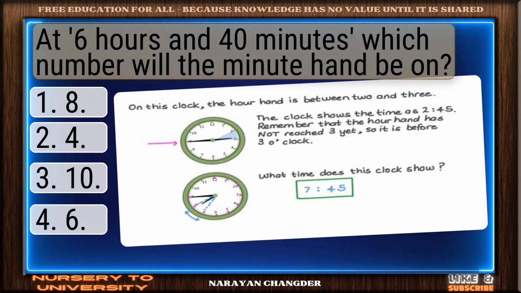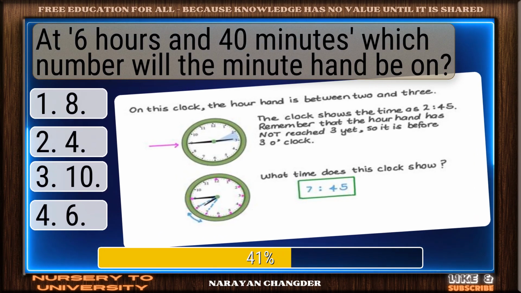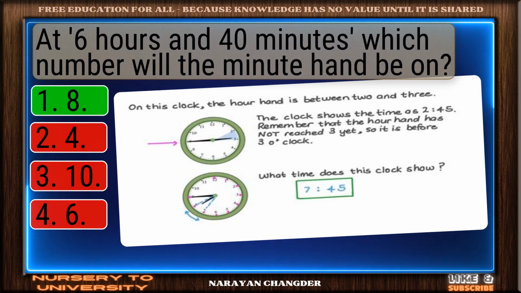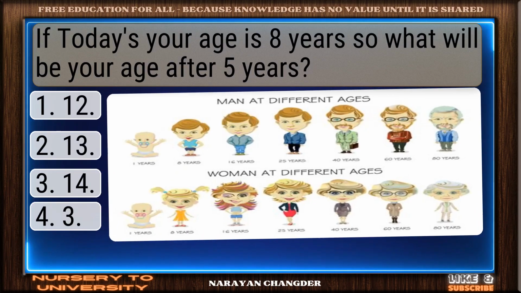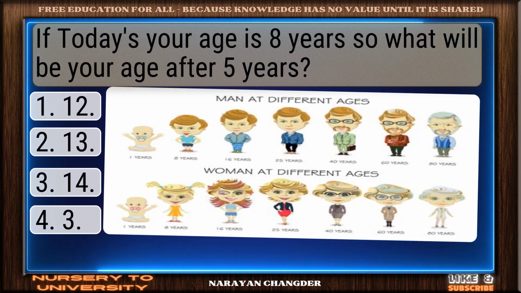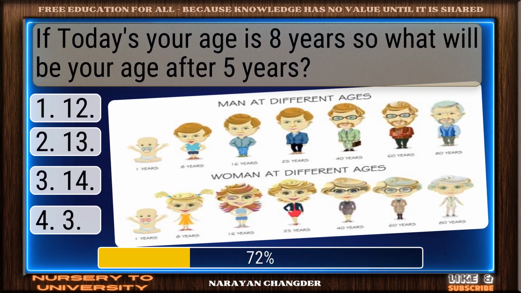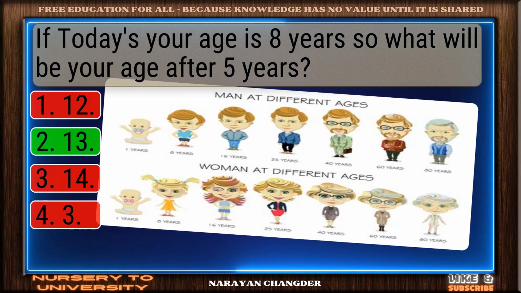At 6 hours and 40 minutes, which number will the minute hand be on? Correct response. 8 is the most accurate answer. If today your age is 8 years, so what will be your age after 5 years? Smart pick. 13 is the correct choice.